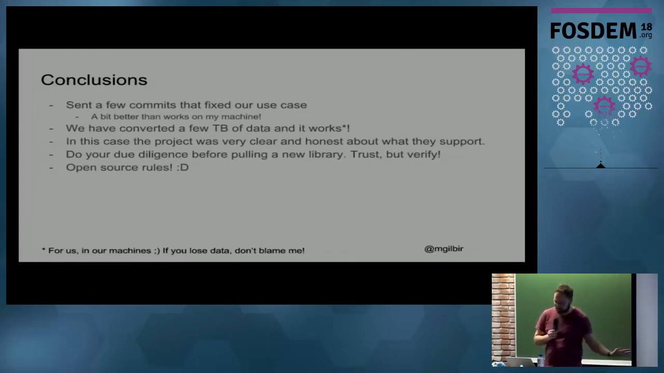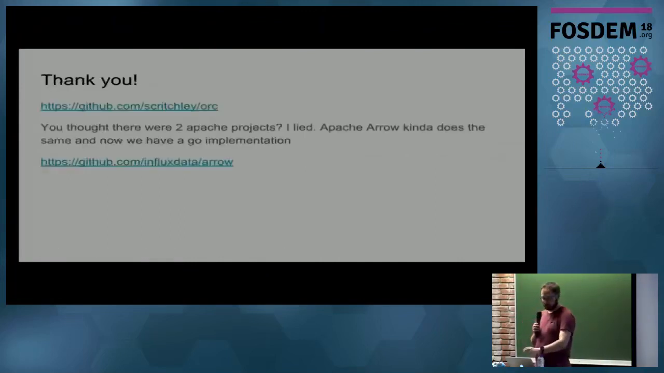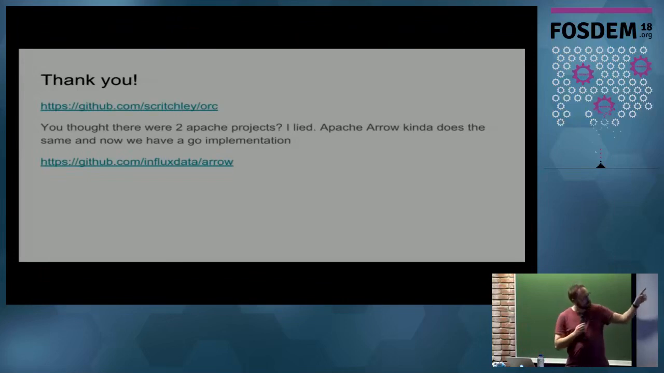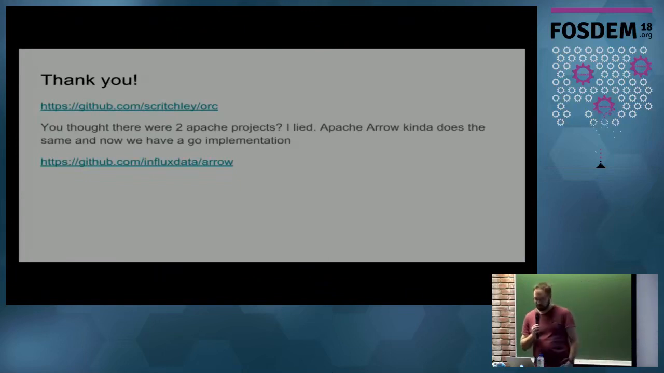Trust, but verify. And to finish on a cheerful note, and I think it's why we are all here, we are starting to get to a point where we have libraries for almost anything in Go, and open source rules. Last thing, I lied to you. The Apache Foundation does not have only two formats. They have another one called Arrow that does kind of sort of the same. And the nice people at Influx Data have done a Go implementation for that. Thank you.